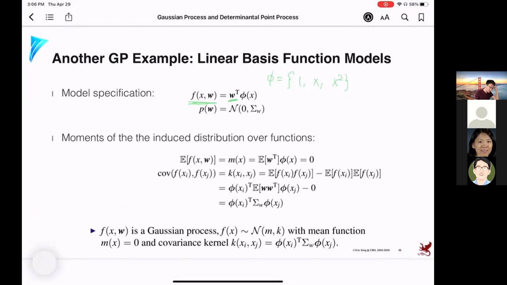Because this parameter is Gaussian, we can compute its mean. Because this is Gaussian and this calculation is linear, we know f is also Gaussian. We can compute its mean and we can compute its variance. So we get this mean function and this covariance function that fully specify f. So our conclusion is that f(x, w) is a Gaussian process, and then I have this mean function equals 0, and then this covariance function equals this form, right?